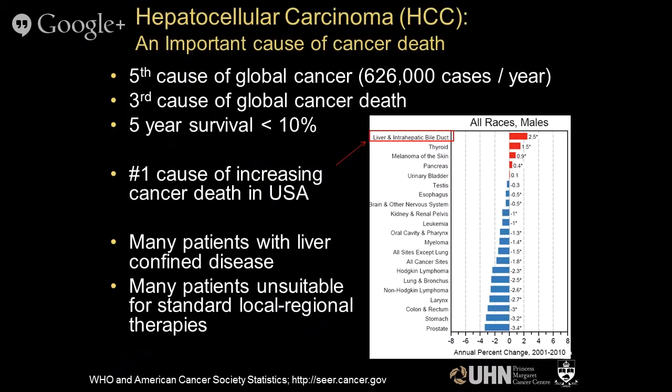So hepatocellular carcinoma is an important cause of global cancer death. It's the 5th cause of cancer, 3rd cause of cancer death, and unfortunately 5-year survival rates are still very poor, less than 10% internationally. It's the number 1 cause of increasing cancer death in the USA, so becoming much more of an important problem in North America. Many patients with liver-confined disease progress in the liver or the vasculature beside the liver, and it's a local regional problem. And many patients are unfortunately unsuitable for standard local therapies, and radiation has a potential large role to play in the treatment for many patients.